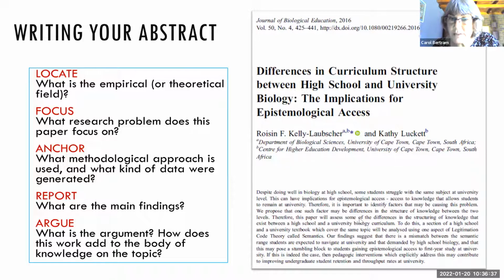And so what they talk about is we're going to assess some of the differences in the structuring of knowledge that exist between high school and university curriculum. So this is a kind of universal problem in higher education, and they're saying particularly in perhaps biology education. And then they simply say, what we've done is we've analyzed a university textbook and a high school textbook using one aspect of LCT. So you can see here they don't engage with what LCT is or what semantics is in the abstract, but they focus much more on the problem and then on the findings. I think that's quite a helpful way to look at that.